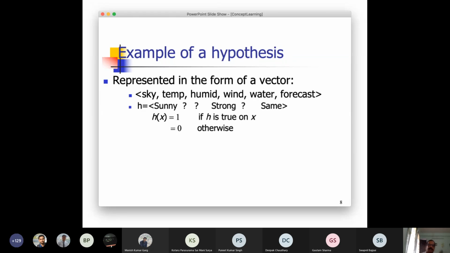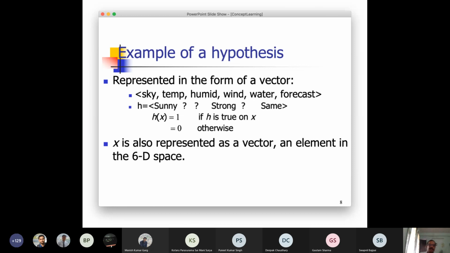Right. You can see this hypothesis: sunny, question mark, strong, question mark. I am reading the question mark as don't care, and then same. Given any particular combination, you have to test whether this hypothesis is true or false, based on this representation. If I go back to the table, you can get some values and see whether it is true or false. So it is represented as a vector, which is an element of the 6-dimensional space.